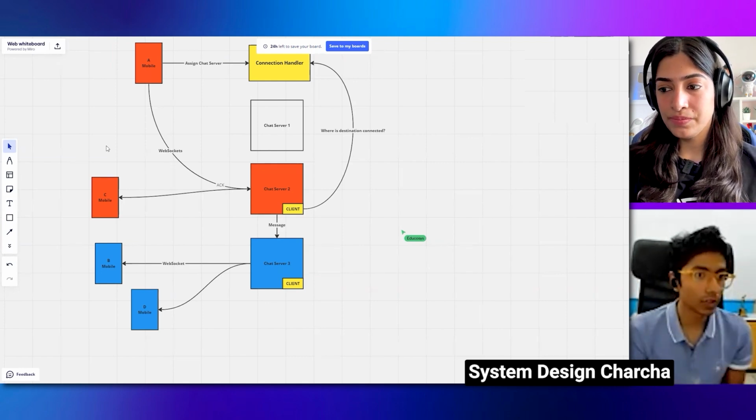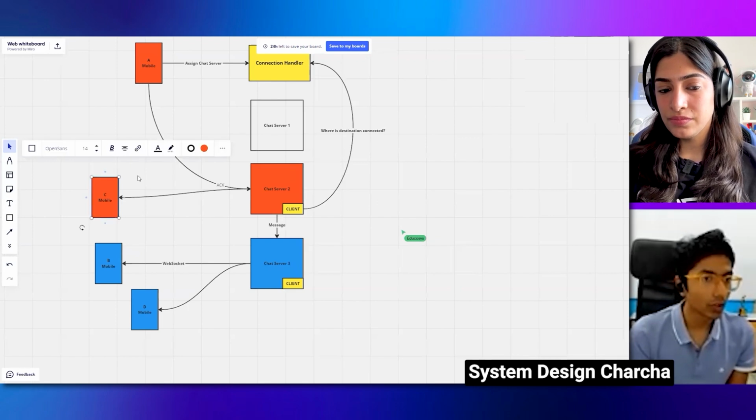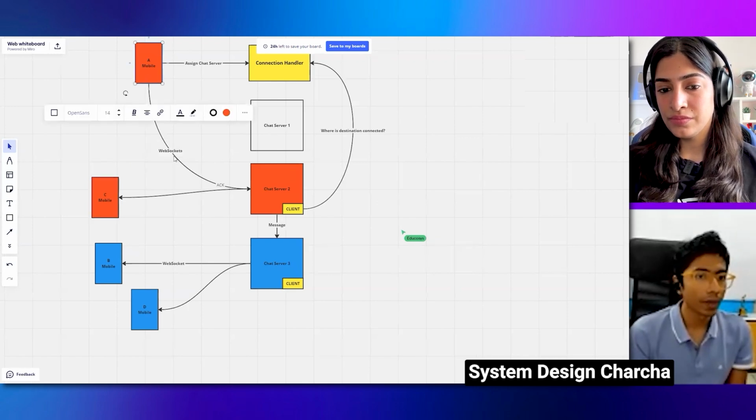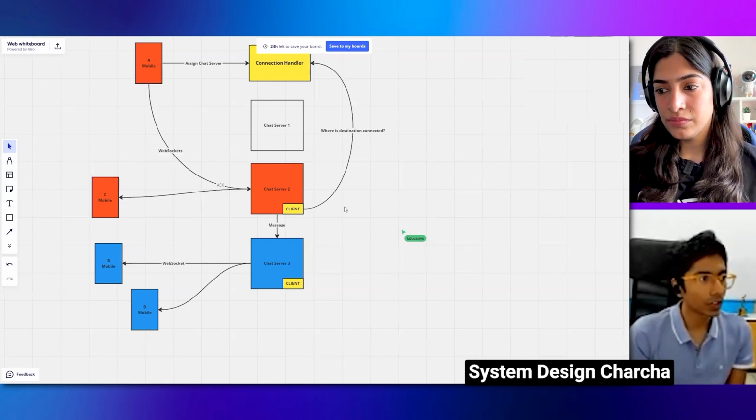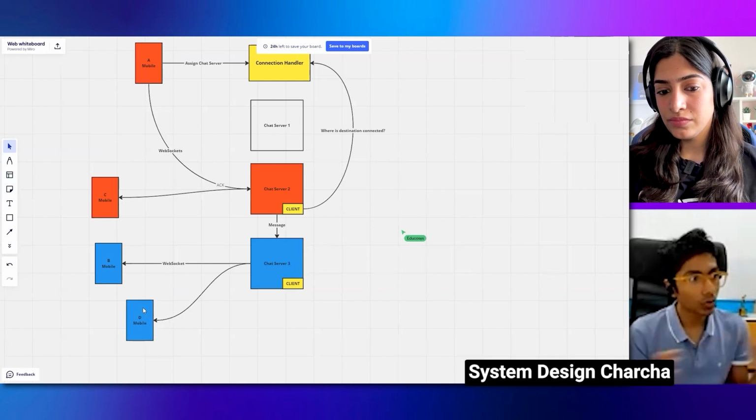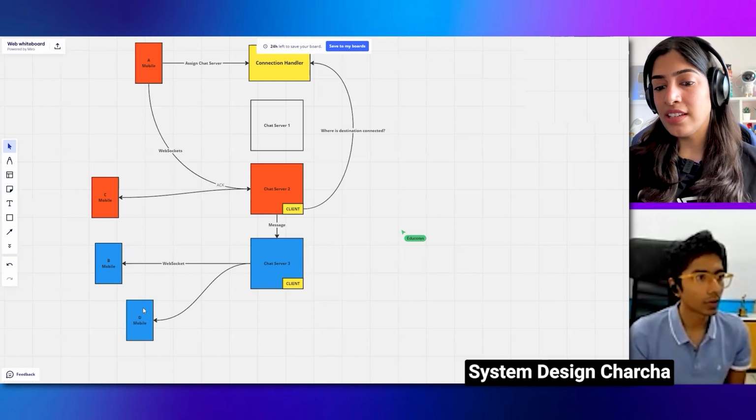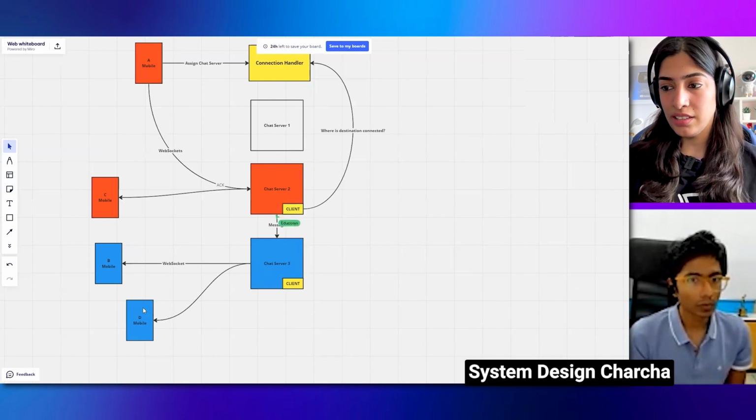So we have multiple servers, multiple people connected to each server. If A is sending a group message, what are some of the optimizations we could make? Because if 100 people are there, it's going to broadcast to 100 people. I don't think it should be chat server 2 messaging chat server 1 and 3 directly.